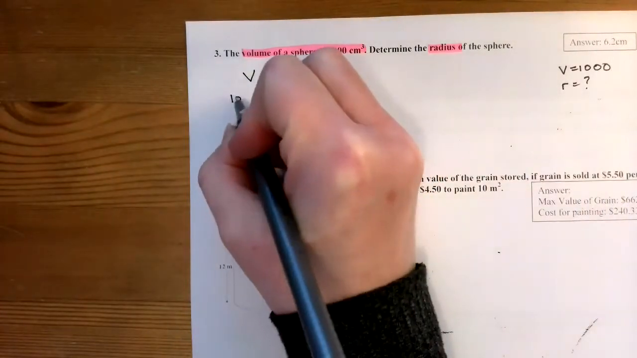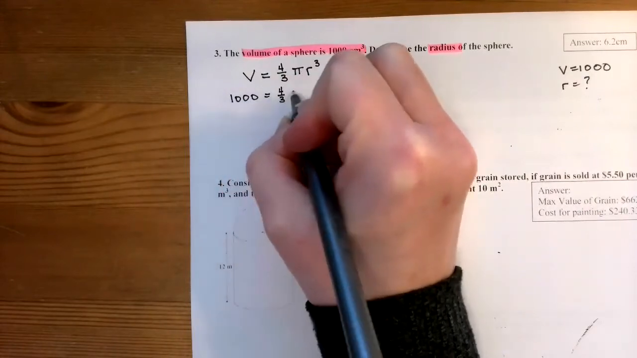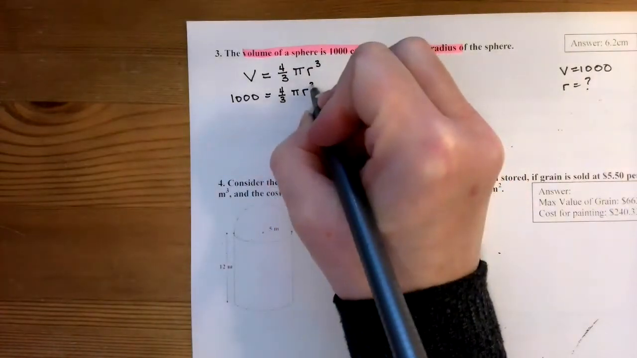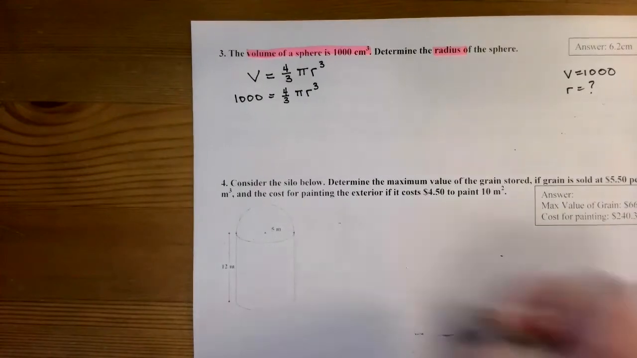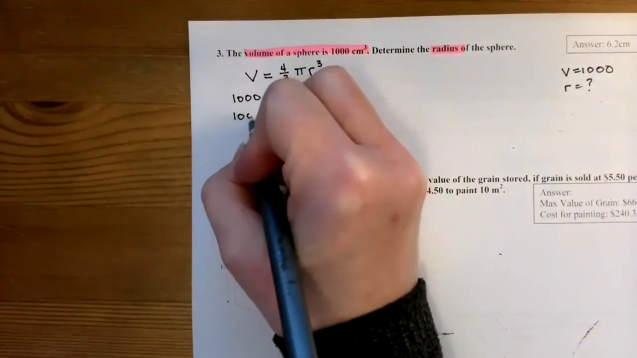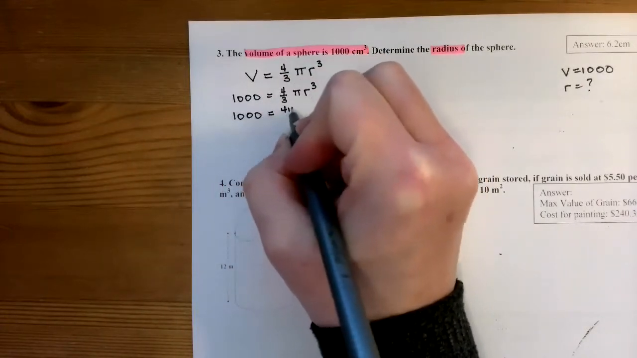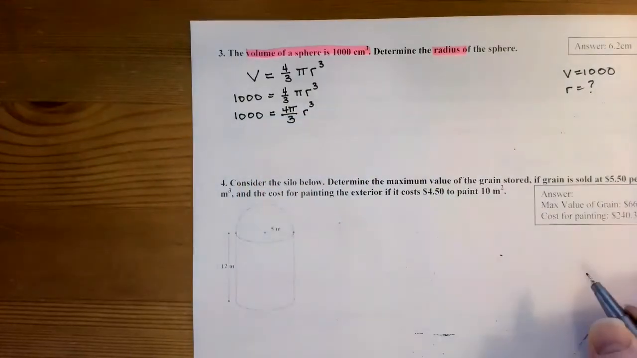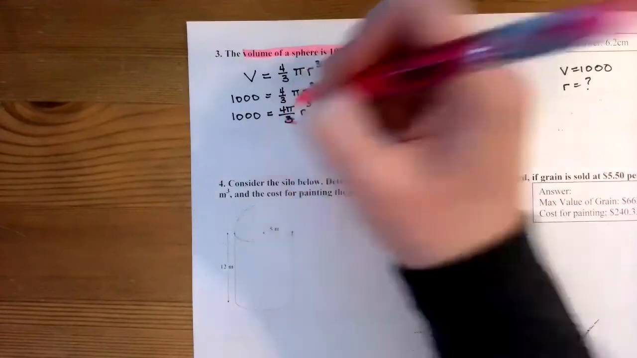So in this case, the volume is 1,000. Then we have 4/3 pi, and we don't know what the radius is. So I'm actually going to rewrite that because this 1,000 is the same thing as 4 times pi divided by 3 r cubed. And now I'm going to go ahead because I need to isolate r and start moving things to the other side. So I'm going to take the 3 over first.